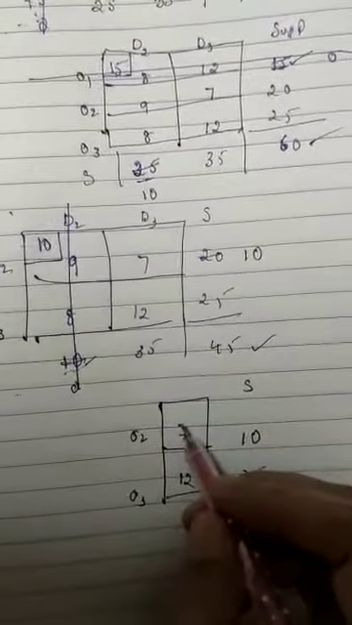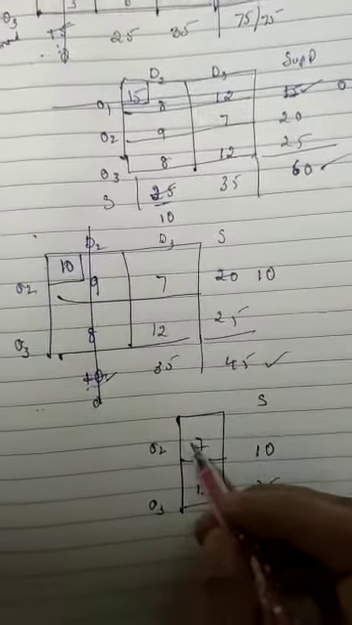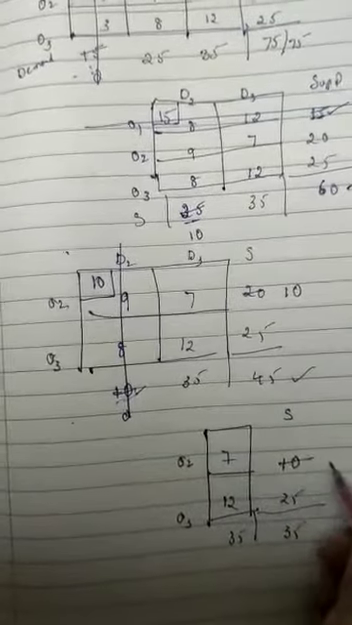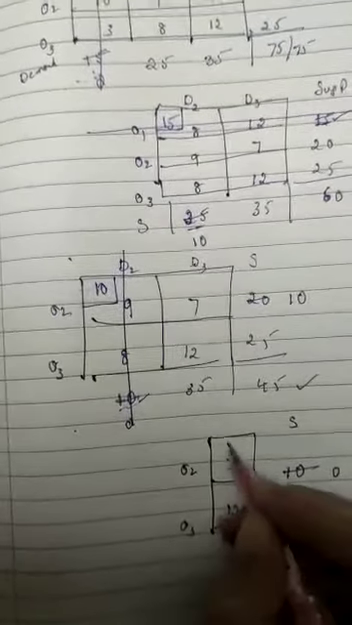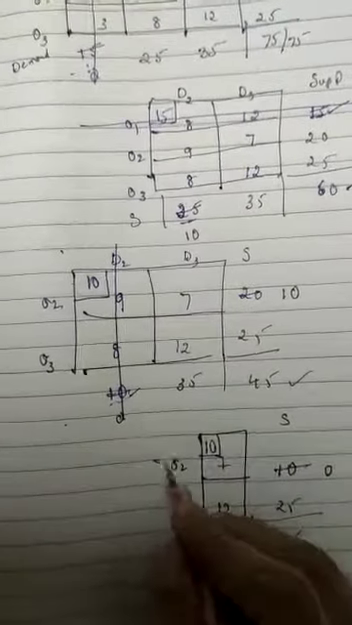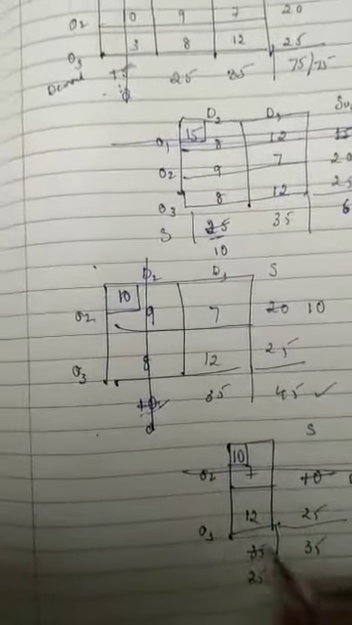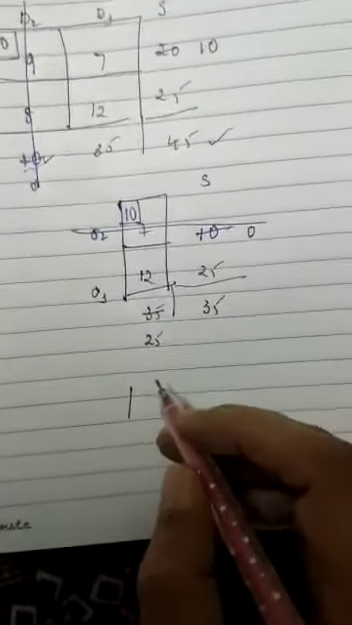Northwest means the first one, on your left, which is 7. So choose 10. 10 minus 10 is 0, and 35 minus 10 is 25. The 10 is cancelled, so 0. So delete O2, and only one row remains.